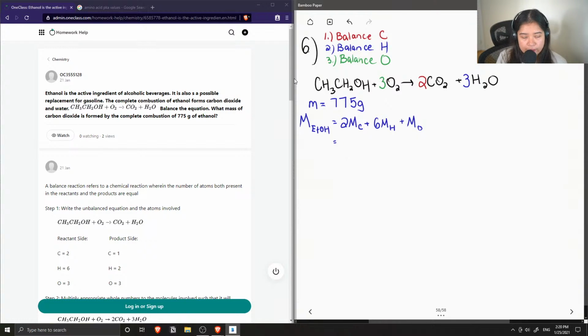If we look at our periodic table, we'll see the molar mass of carbon is 12.01 grams per mole, the molar mass of hydrogen is 1.01 grams per mole, and the molar mass of oxygen is 15.99 grams per mole. Now, if we add all of these values up, we get a total molar mass of ethanol equal to 46.07 grams per mole.